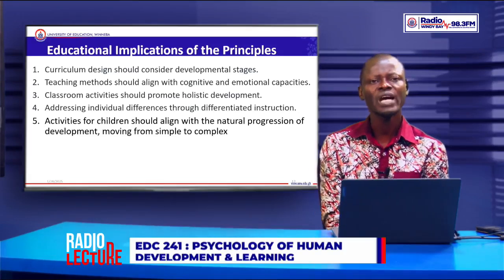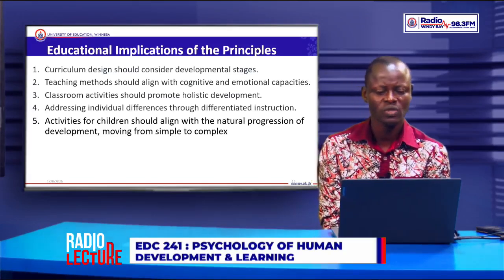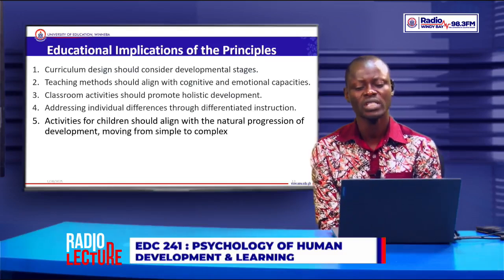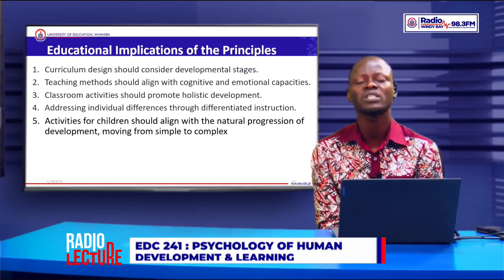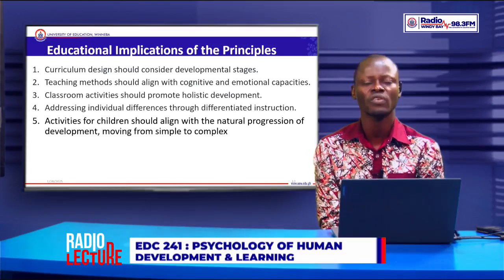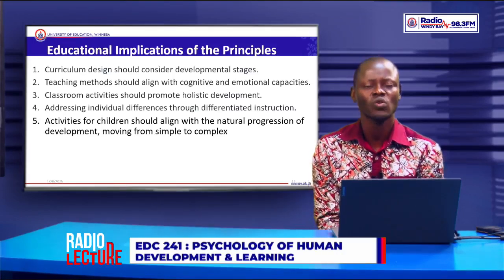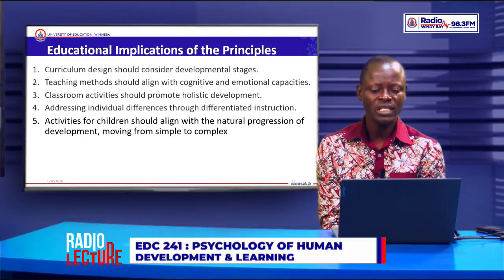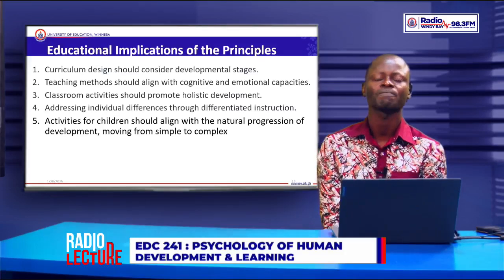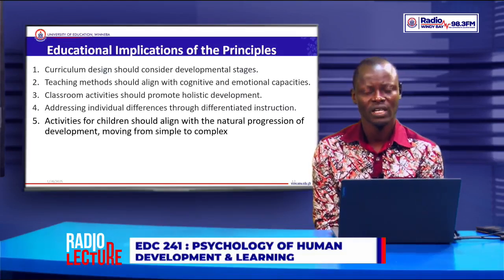Then we as instructors, our teaching method should be aligned with the cognitive and emotional capacities of our children, so that the children will have the opportunity to benefit from their class when they are being taught by us. We shouldn't neglect any aspect of their development, but should consider the holistic development of the child, where we're talking about the cognitive, the affective, and then psychomotor.